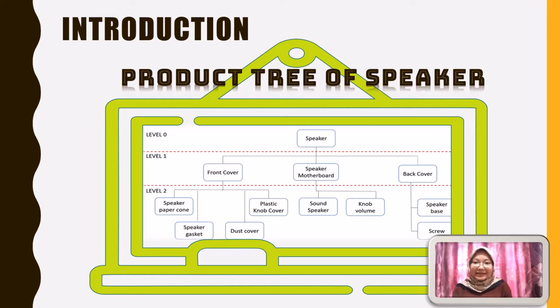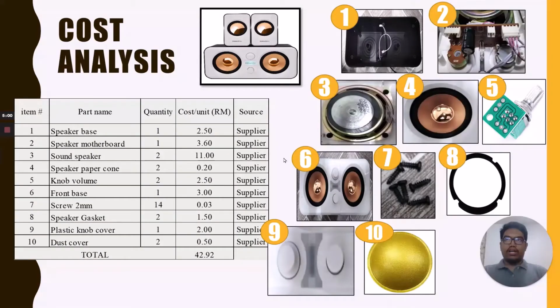Essentially, the speaker has three main parts: front cover, speaker motherboard, and back cover. The front cover has four children, which are speaker peppercorn, speaker gasket, dust cover, and plastic knob cover. The speaker motherboard has two children, sound speaker and knob volume, while the back cover has speaker base and screw.